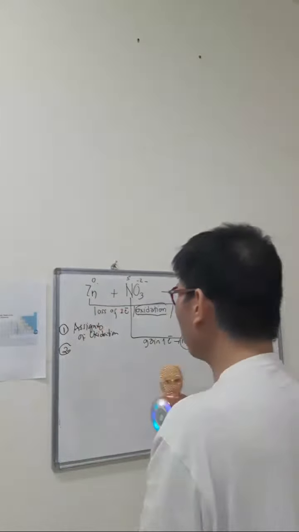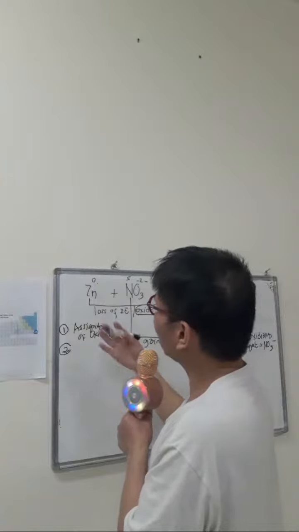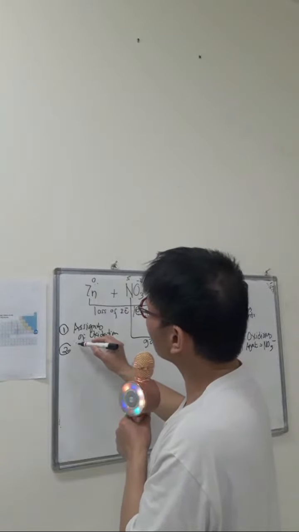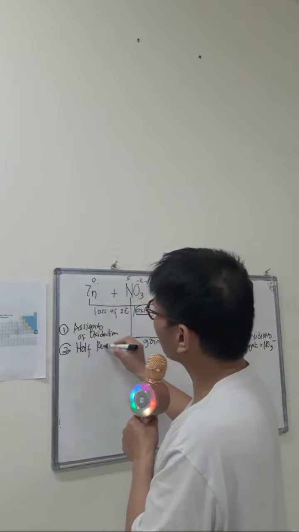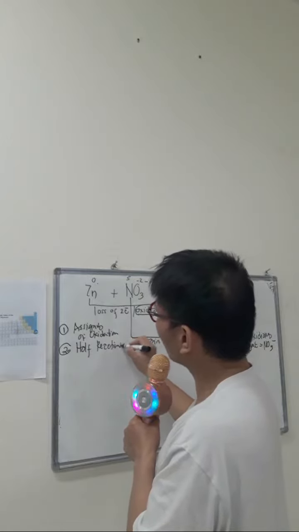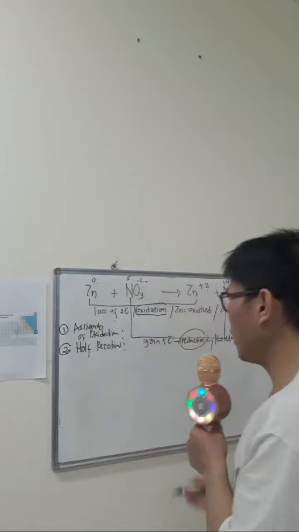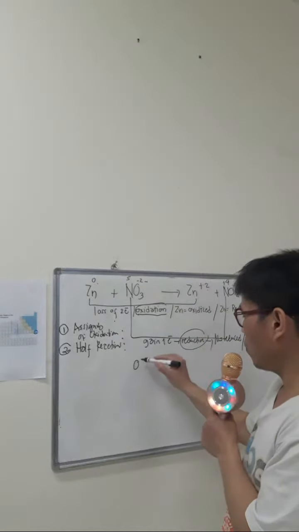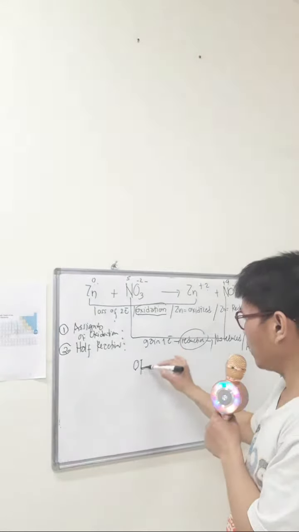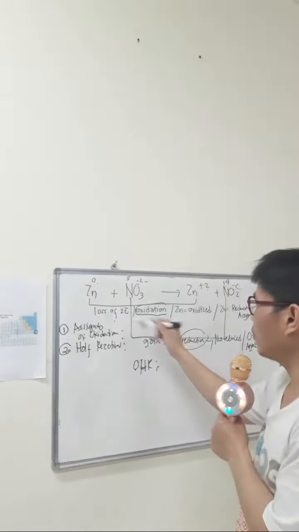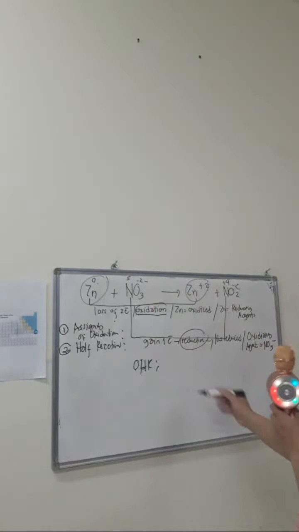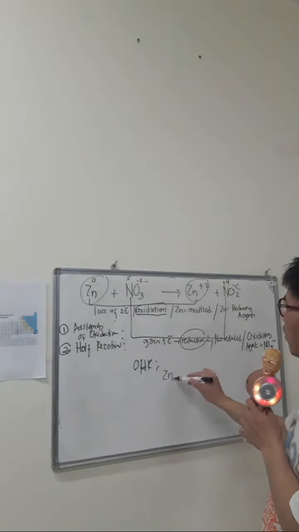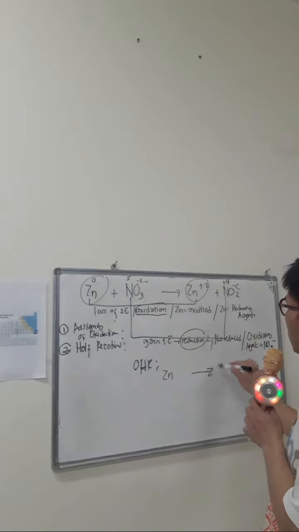Number two, we give the half reactions. Half reactions. Alright. So first, the oxidation half reaction, OHR, right? So oxidation is here zinc, right? Zinc to zinc plus 2.